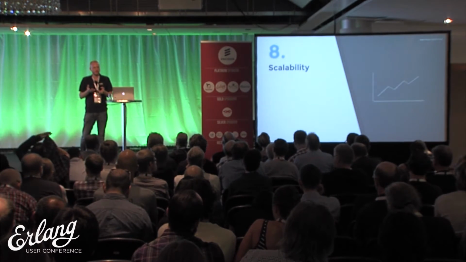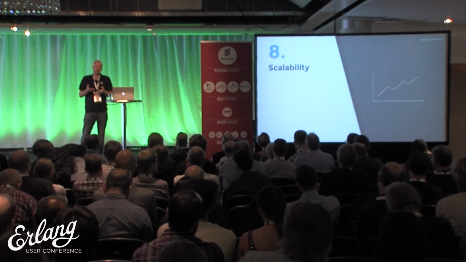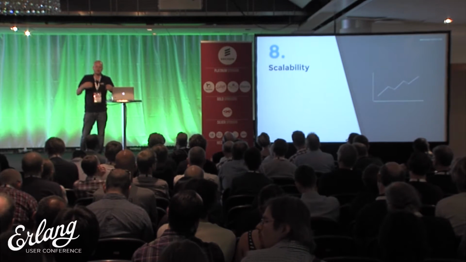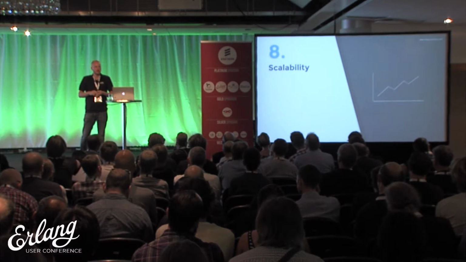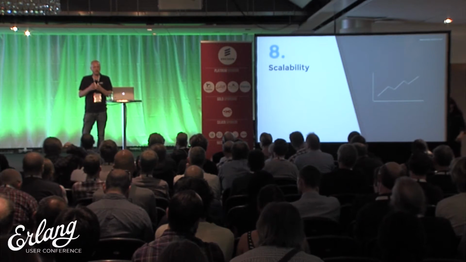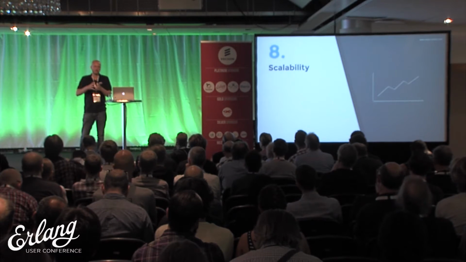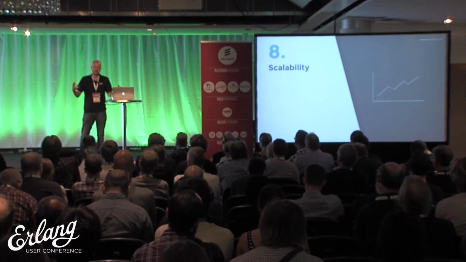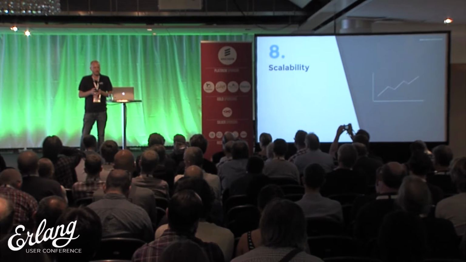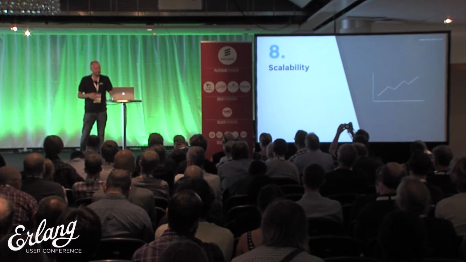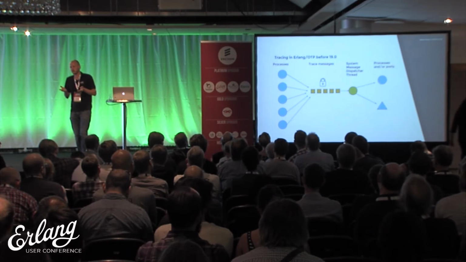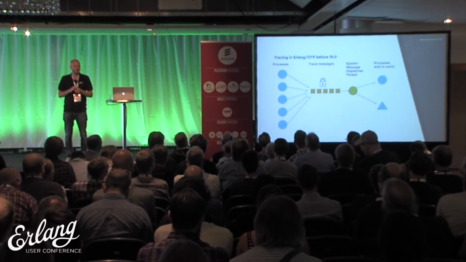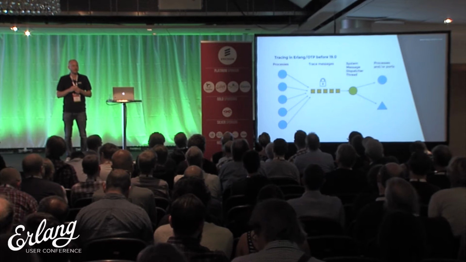One of the first things I was looking at was to try to make it scale better on multiple cores. The tracing before 19 didn't scale very well if you had, say, a 16-core system all generating trace events at the same time. The performance got poor very quickly. So here is a brief description of what the architecture looks like before 19.